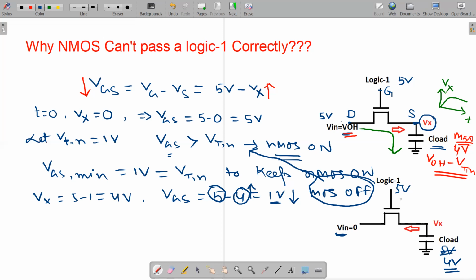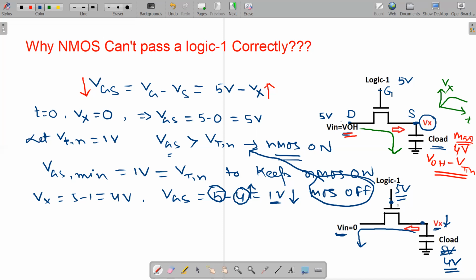And when you are applying a logic 1 equal to 5 volt here, what will happen? The transistor will be on and there is a discharging path. The current will flow in that direction. The load capacitor will discharge. As a result, the value of Vx will fall because the capacitor discharges. Voltage across the capacitor will fall. And when the value of Vx falls, the value of VGS, meaning the gate voltage minus this voltage, increases.